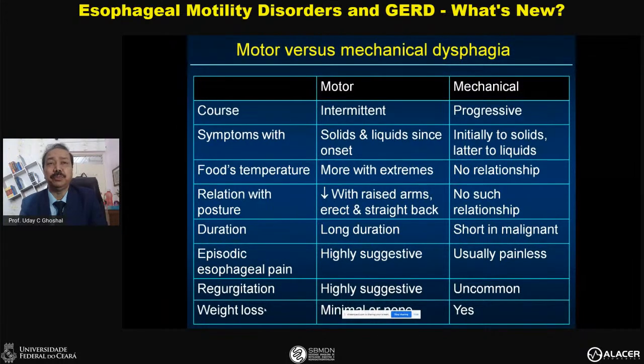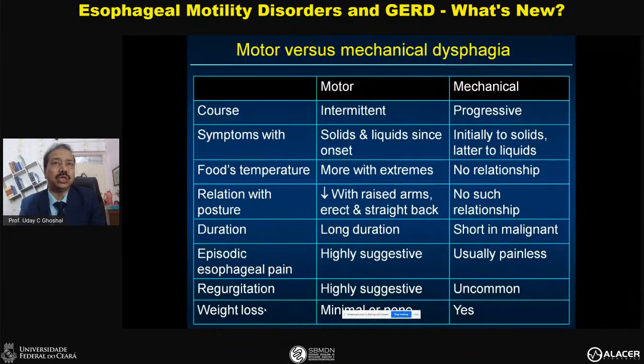Motor dysphagia typically is a long duration dysphagia. Episodic chest pain is highly suggestive of motor dysphagia. Regurgitation again is highly suggestive, and it basically means this is a dilated esophagus with retention of the food. And in case of motor dysphagia, weight loss is much less than in mechanical dysphagia.